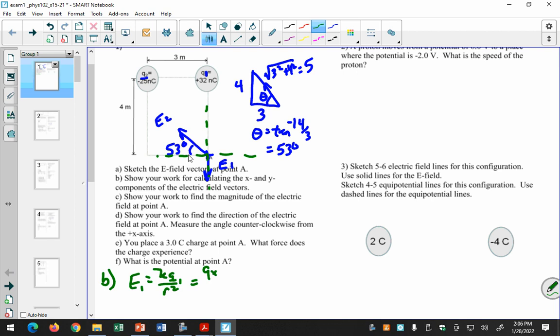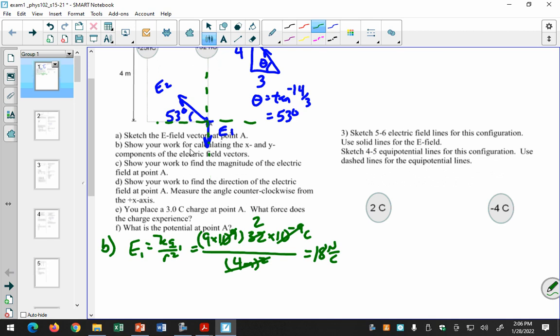That's going to be 9 times 10 to the 9th. Q1 was 32 nanocoulombs, 32 times 10 to the minus 9 coulombs, divided by r, which is going to be 4 meters squared, and that's equal to 16. So this cancels with that and leaves a 2 in there. 32 divided by 16 is 2. Those 10 to the plus 9 and minus 9s cancel, and that leaves me with 18 newtons per coulomb.